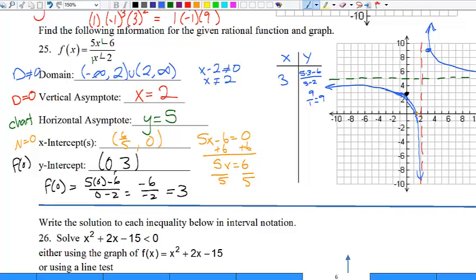But if you realize that there's no other x-intercept, well, then it has to be on the top half. It can't be in the bottom half. It's a little bit easy to do it that way.